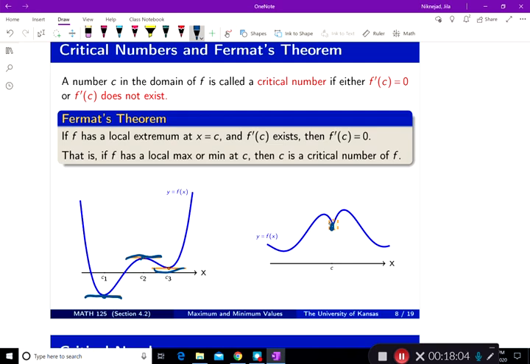So all of this says that Fermat's theorem is telling you if f has a local max or f has a local min at C, then C is a critical number of f. So remember, at local min and local max, C is a critical number. Critical number means f prime of C is either 0 or f prime of C does not exist.